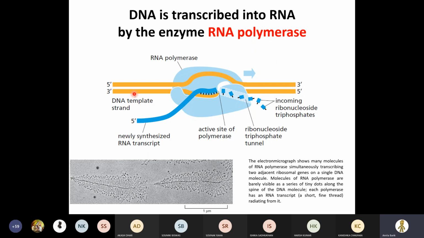So you can see this is a DNA double helix strand, the orange one, 5' to 3' and 3' to 5'. Just as the newly synthesized DNA strand forms in the 5' to 3' direction, here also the RNA forms in the 5' to 3' direction with the help of RNA polymerase. So it brings new nucleotides, and based on the base pairing, it adds the nucleotides and forms the newly synthesized RNA. The newly synthesized RNA is shown in blue color.